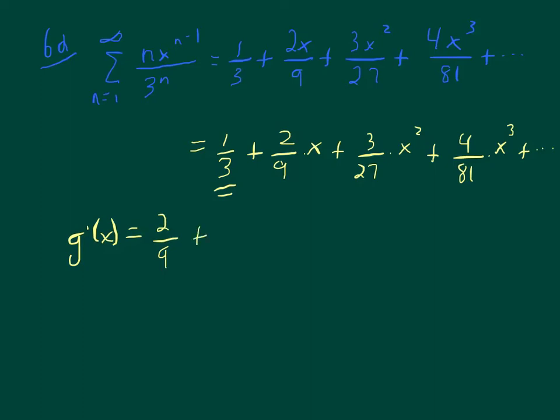The derivative of our third term, 3 over 27 times x squared, should be equal to 3 over 27 times the derivative of x squared, which is just 2x. And then the derivative of our fourth term, well, that should be equal to 4 over 81 times the derivative of x cubed, which is 3x squared.